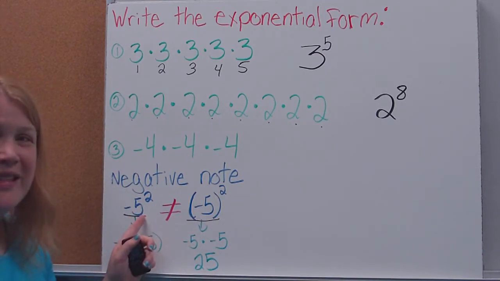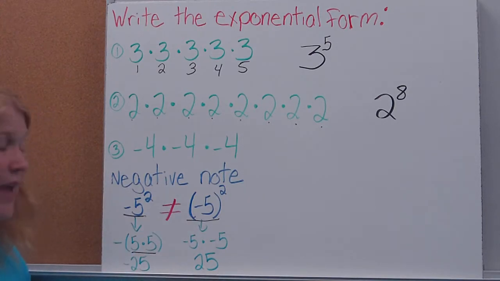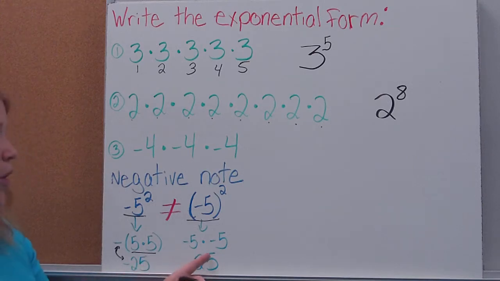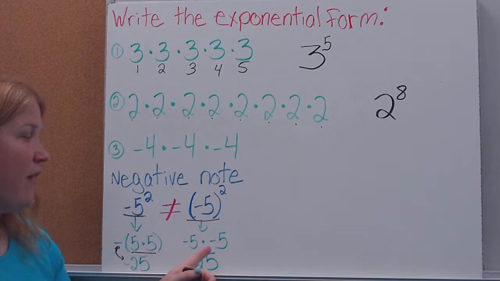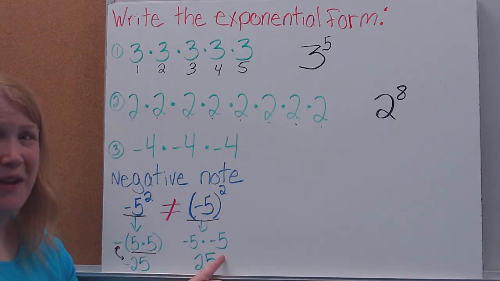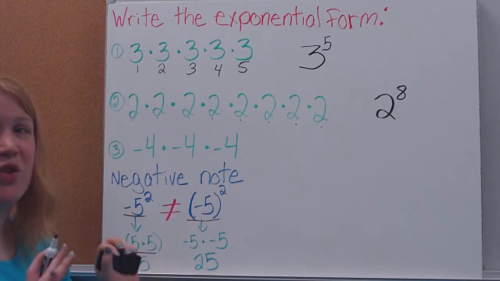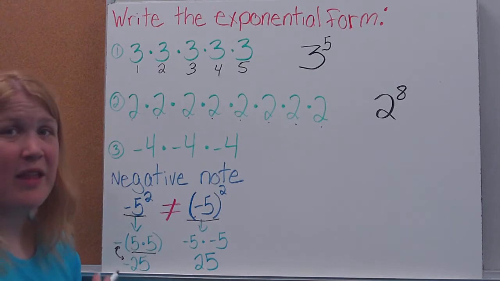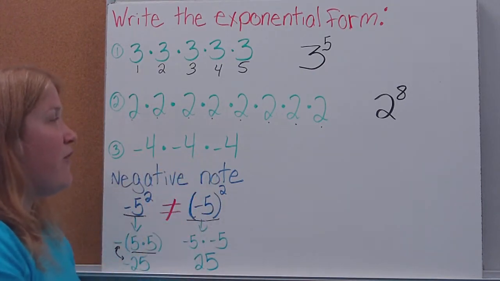The way I would write this, -5 squared means square your 5, which is 25, then add in your negative sign. Whereas over here, what I'm saying is I want to multiply -5 times -5. Don't let these two confuse you, because these are different. These are not the same. One is -25, one is +25. They're very different things.